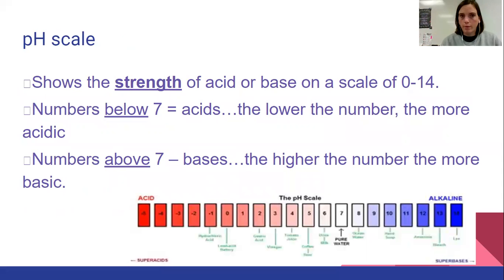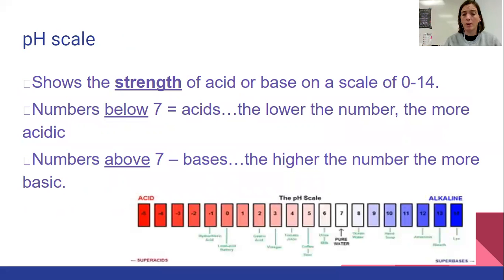All right, so again, the pH scale shows the strength of an acid or base on a scale of 0 to 14. Numbers below 7 are acids. The lower the number, the more acidic. Numbers above 7 are bases. The higher the number, the more basic.